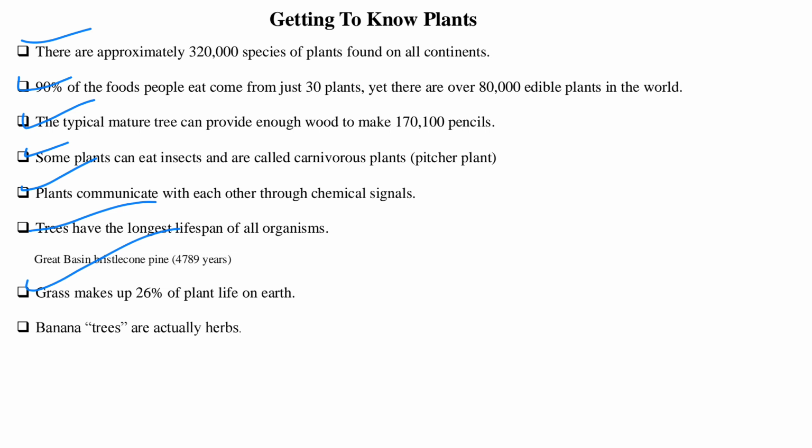Then the banana tree. You all may have heard about the banana tree. Actually, the banana tree is not a tree; it is a herb, not a tree. Because they have soft stems and they complete their life cycle in one or two seasons. That is why they come into the category of herbs.